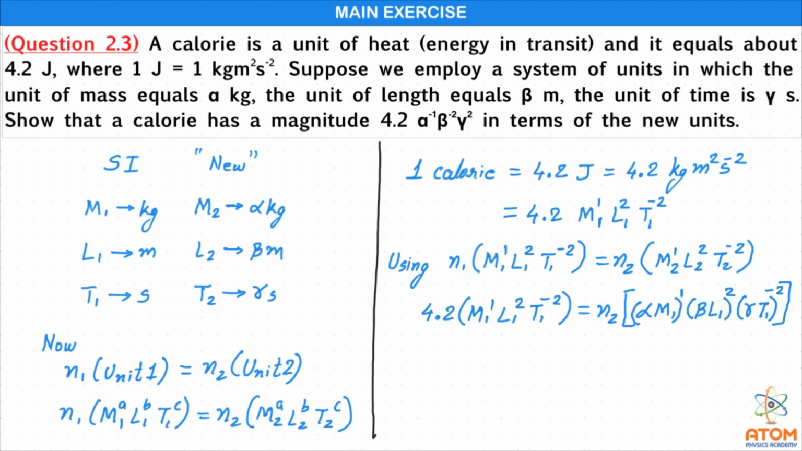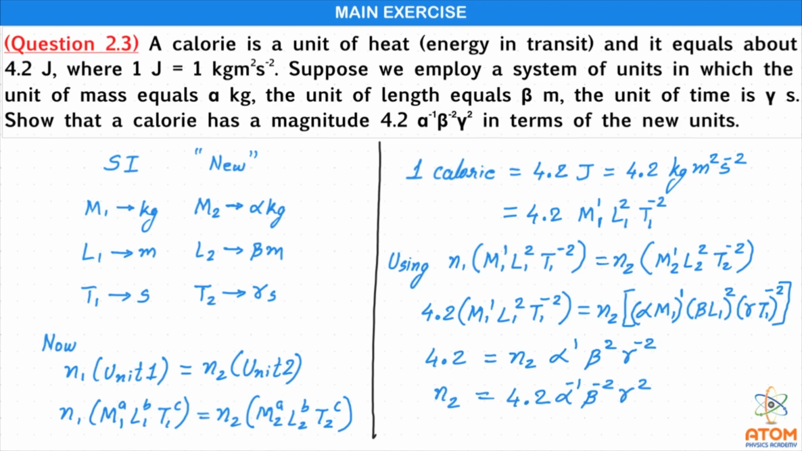Now solving all this, we will get 4.2 is equal to N2 alpha raised to 1, beta raised to 2 and gamma raised to minus 2, because M1 raised to 1 and L1 raised to 2 and T1 raised to minus 2 will be cancelled out from both the sides. In short, we are having now N2 that is equal to 4.2. Watch it now. Alpha raised to minus 1, beta raised to minus 2 and gamma raised to plus 2.